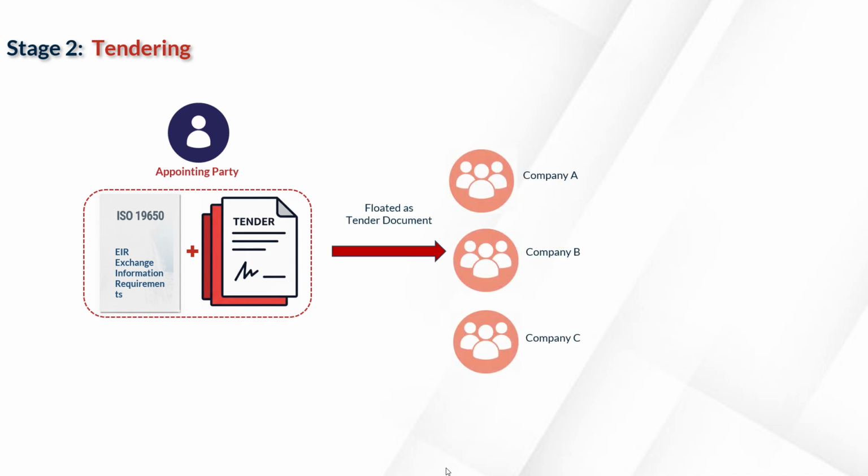So after preparing the exchange information requirement, the client or appointing party floats it as a part of the tender. This means the EIR is sent out to the market so that companies can bid for the project. Now that the tender has been released, we move into stage 3, response.